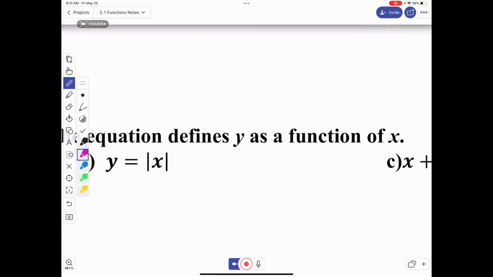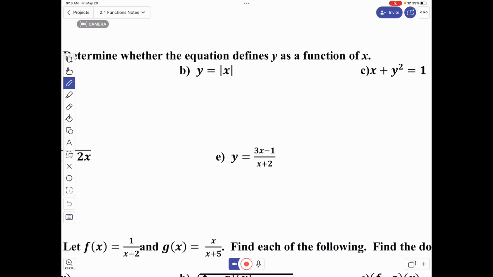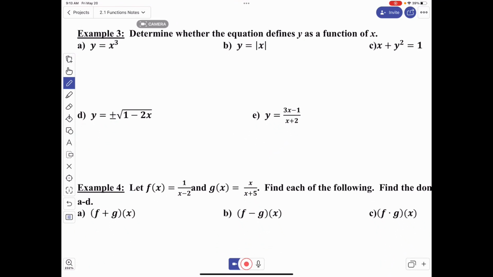Okay. To determine if an equation is a function, what that means is that we can only get one answer for y, okay? So when you plug in an x, you can only get one answer for y. So for A, if I plug in negative 1 for x, negative 1 cubed gives me negative 1, only one answer. If I plug in 2, 2 cubed is 8, only one answer. So this one is a function.